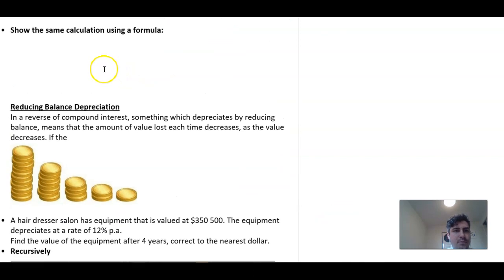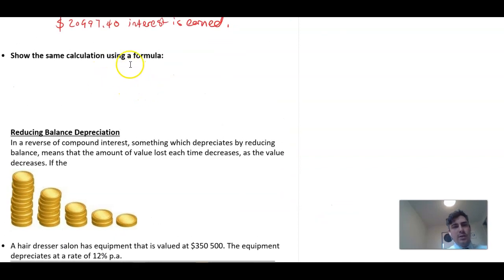Okay, now we're going to do the same calculation using a formula. So, for 5 years, you simply want to times it 5 times. So we're going to start with our Vn, and that's going to be equal to the original value, V0, times 1 plus or minus R over 100 to the power of n.